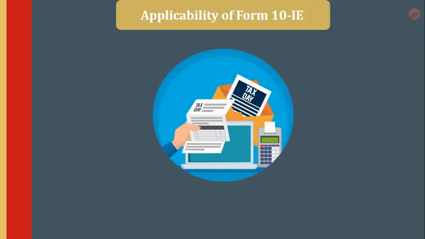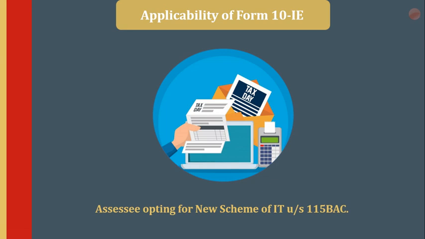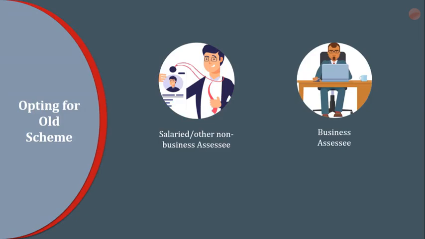Let us see the applicability of Form 10IE. It is applicable only to assessees who are opting for the new scheme of income tax under section 115 BAC. So that means that assessees who are opting for the old scheme, or in fact would continue with the old scheme because that's the default scheme, there is no need to file Form 10IE, whether it is a business assessee or a non-business assessee. There is no need to file Form 10IE if he is continuing.